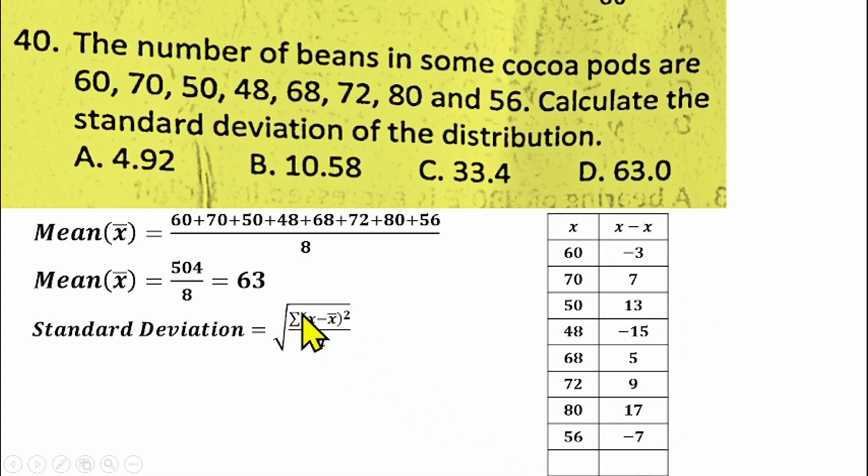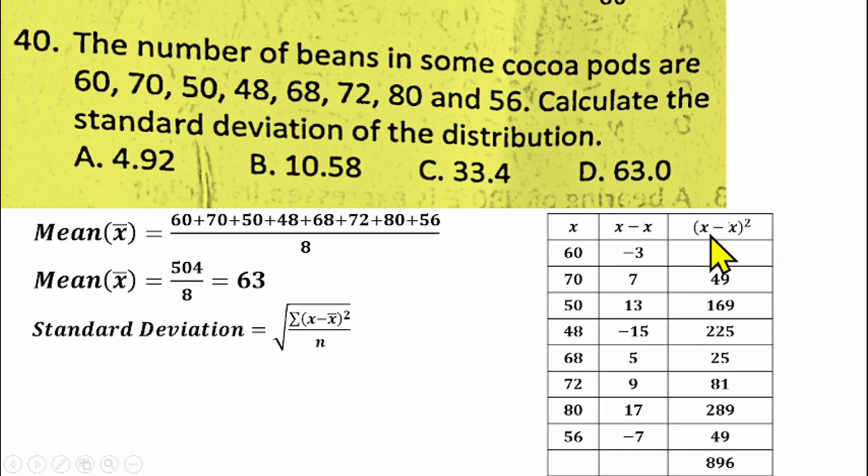Then from there you can now square the deviation to get x minus x bar squared. Whatever you get here, you now square. So minus 3 squared gives us 9. 7 squared is 49. 13 squared is 169. Minus 15 squared is 225. 5 squared is 25. 9 squared is 81. Minus 17 squared is 289. Minus 7 squared is 49.